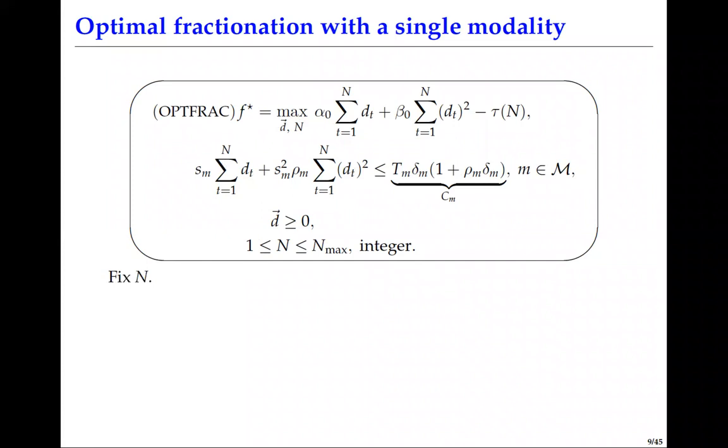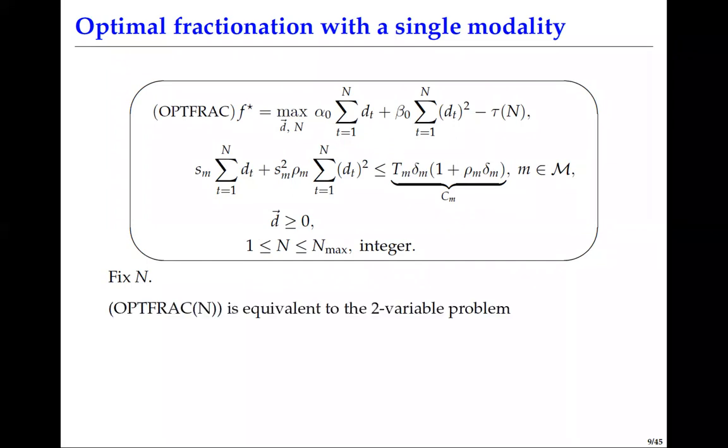One natural way to look at this problem is to fix n first. So fix n, and whatever the problem is, when we fix n, let's call that opt-frac n, to denote that n is fixed. You solve that problem, opt-frac n, and after solving it, you get an objective function value for that particular problem with that fixed n.